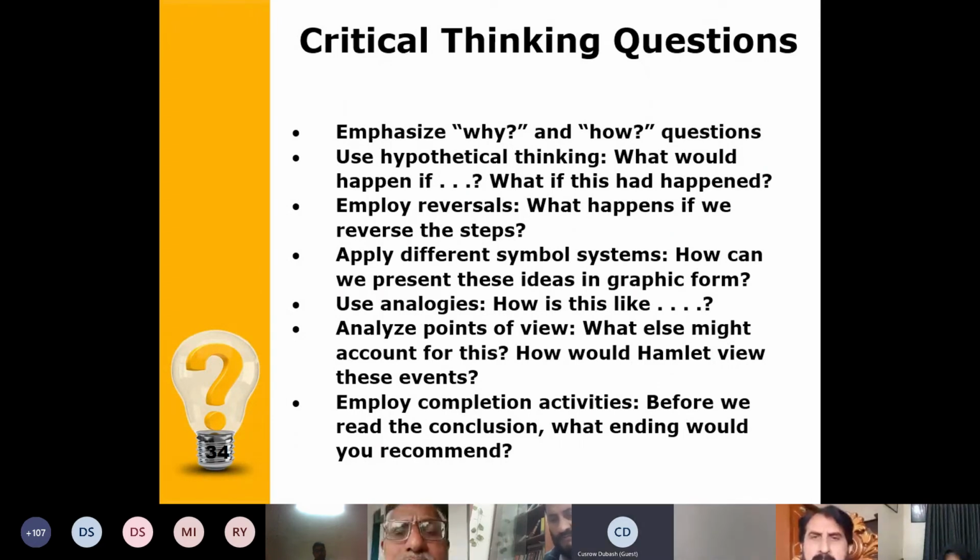You know, let them think. Like our load shedding and all that. What if it suddenly snowed in Lahore? Think. Employ reversals. What happens if we reverse the steps? If we do this process in reverse, what will happen? Depending on the process or the sequence of whatever you're trying to sequence.